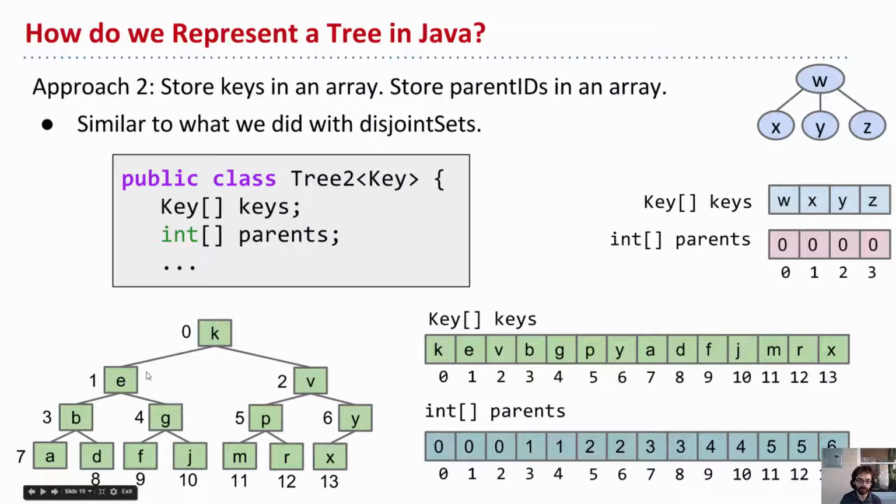So 0's parent is 0, 1 and 2 have parent 0, 3 and 4 have parent 1, 5 and 6 have parent 2, 7 and 8 have parent 3, 9 and 10 have parent 4, 11 and 12 have parent 5, and 13 has parent 6. Okay? This is a lot like what we did with disjointSets. And this is a tree, right?